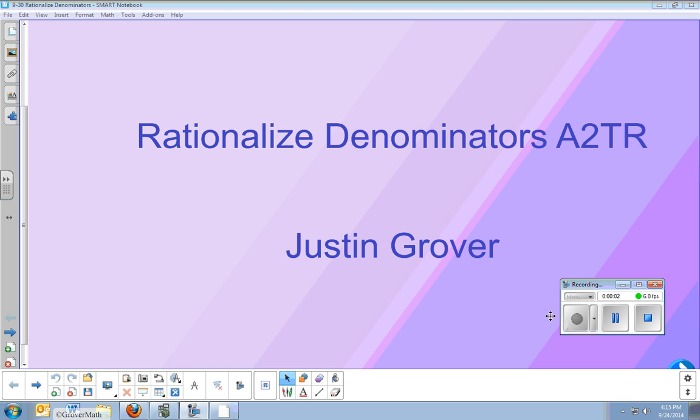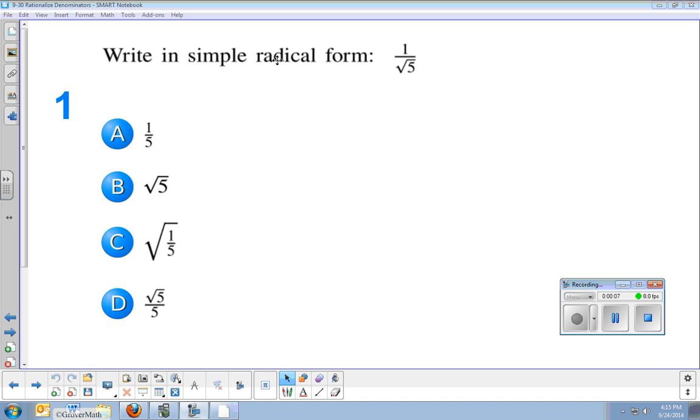Rationalizing denominators, Algebra 2 Trigonometry Regents. Write in simple radical form. That's kind of a strange way of saying that. Wouldn't it be simplest radical form? But anyways, 1 over rad 5.